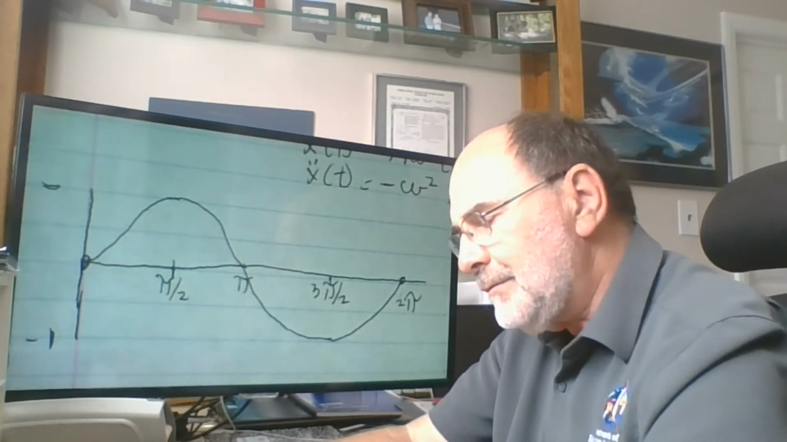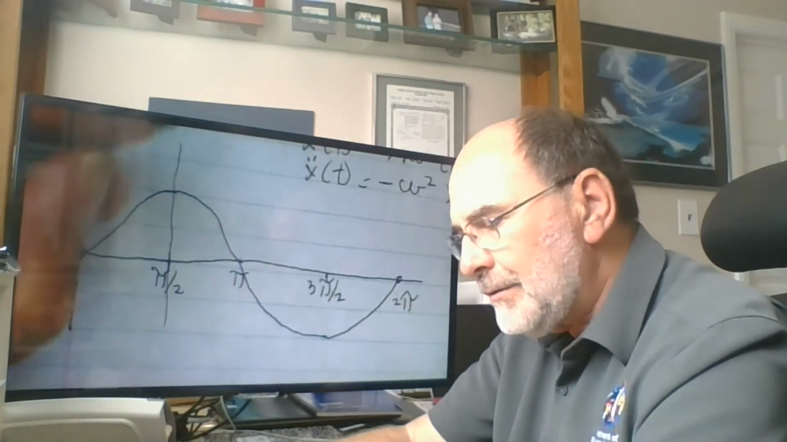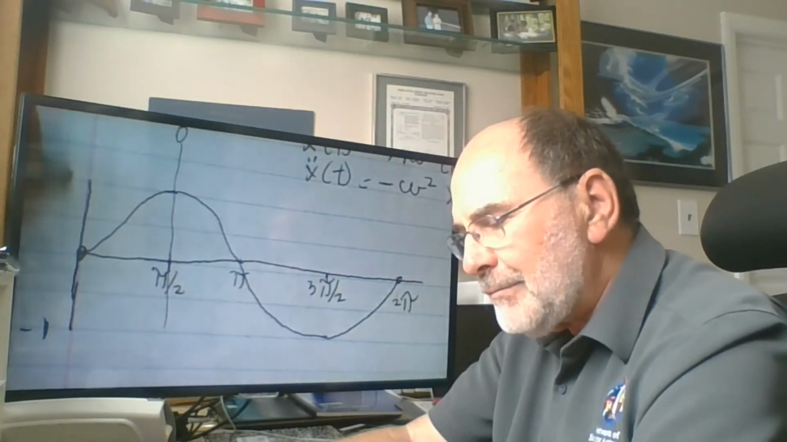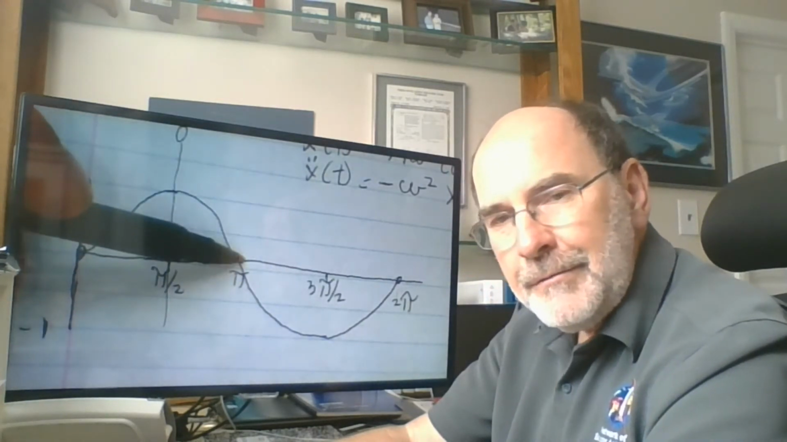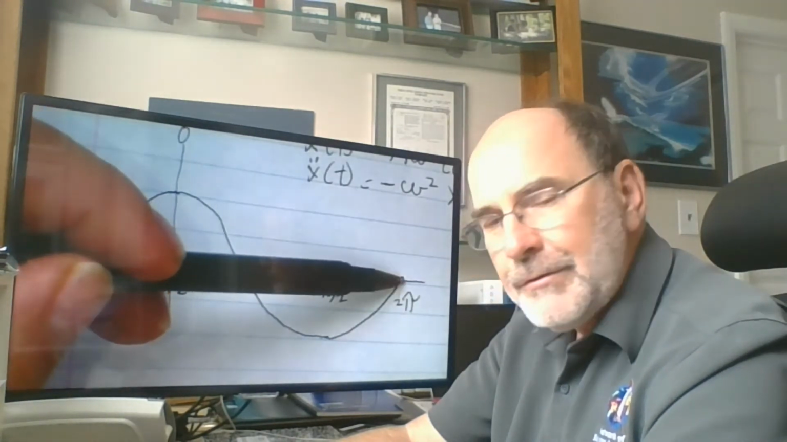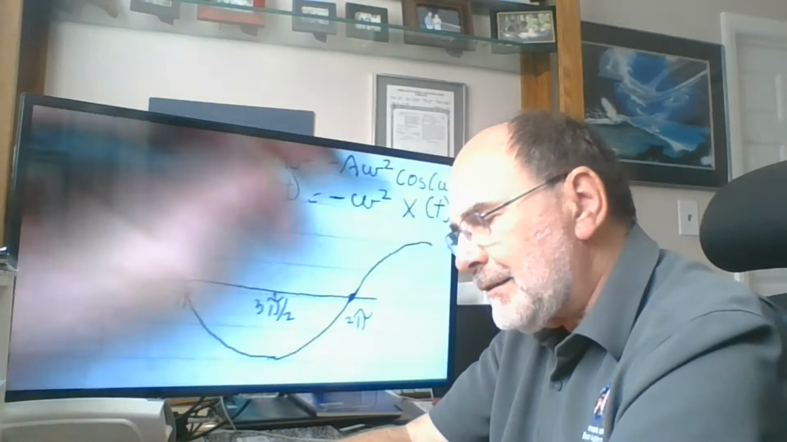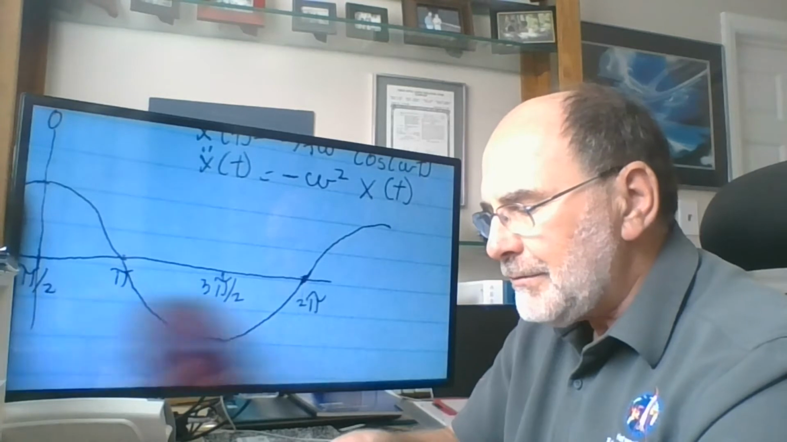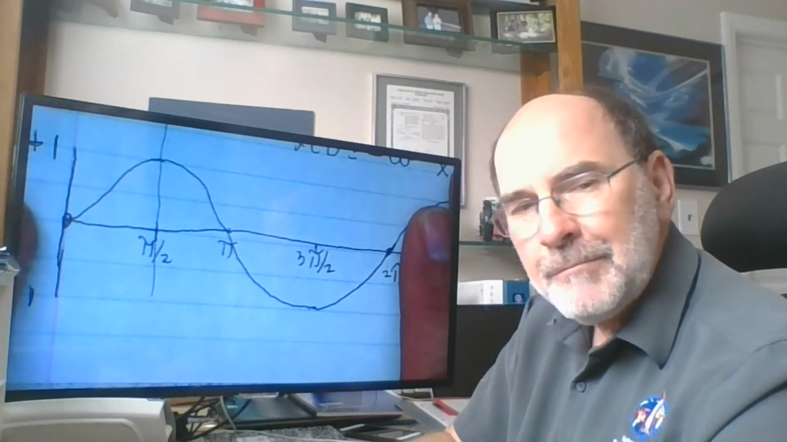The cosine function is like the sine function shifted by 90 degrees. So if I made this 0, the cosine function would be starting off at a value of positive 1. At pi over 2, it goes to 0. At pi, it's negative 1. At 3 pi over 2, it's back to 0. And when it gets back to 2 pi, it's back to positive 1. So this would be the cosine function starting from 0 to 2 pi. This would be the sine function from 0 to 2 pi.